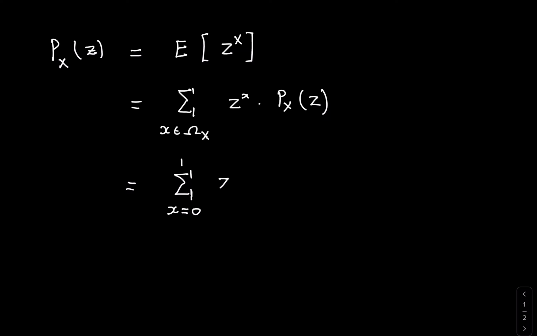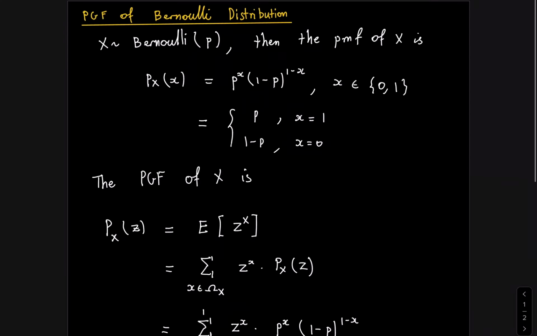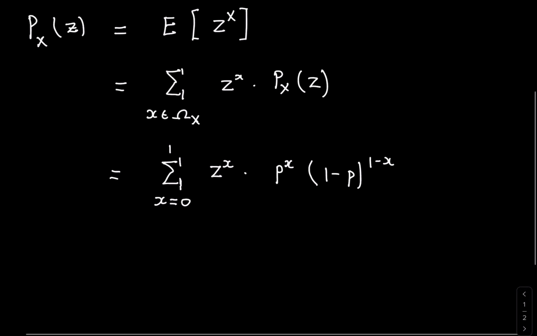Now, z to the x remains unchanged in our summation expression. However, we're going to replace the probability mass function with the expression we had above, which is p to the power of x times (1 minus p) to the 1 minus x. You'll notice that that matches with up above there.